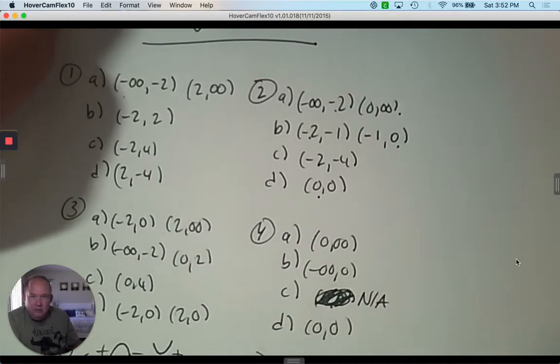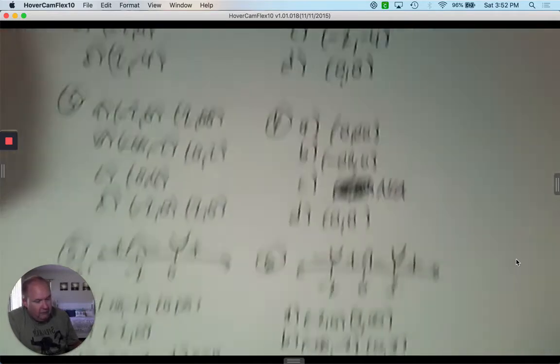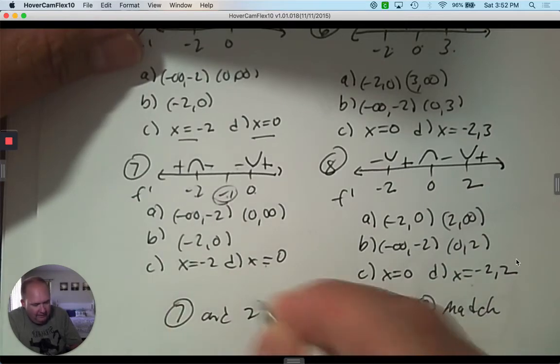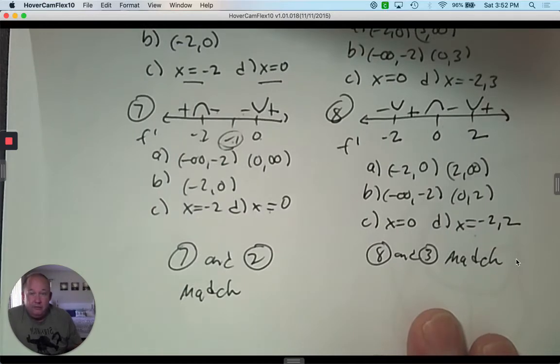Well, what did I do wrong for number 7? Because I wrote down negative 2 and 0. No, it works. So number 7 matches with number 2. So if you look at number 7 and number 2, they match in terms of increasing and decreasing and maximum and minimum.